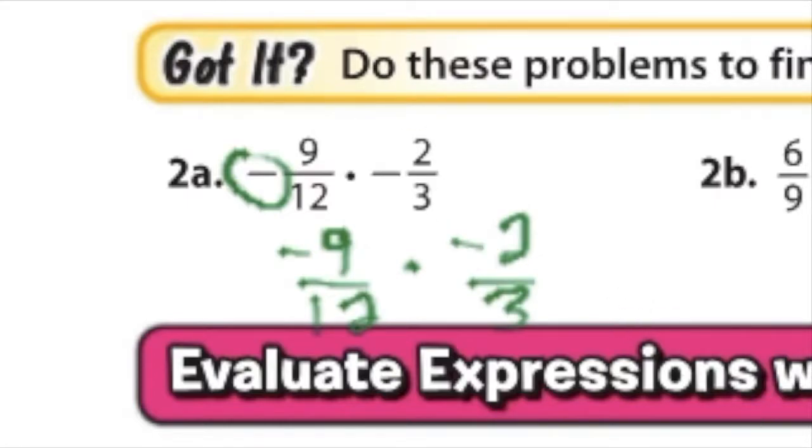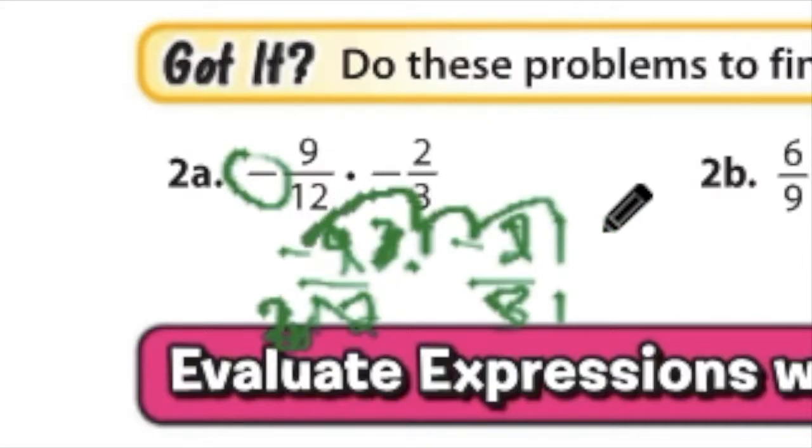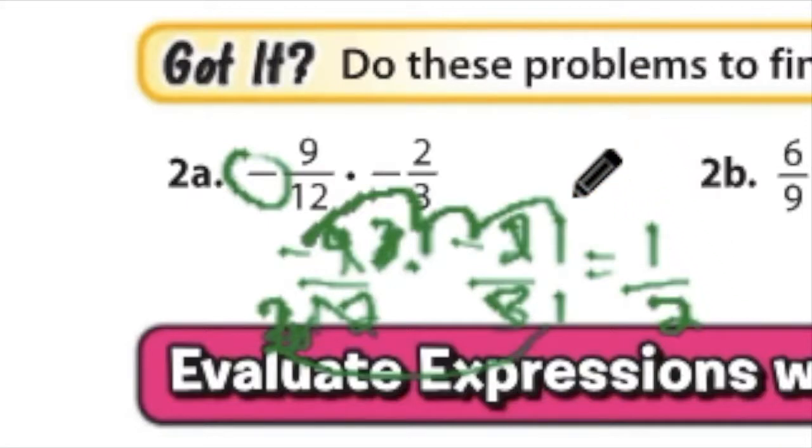I am going to do the cross-canceling method to make it easier. 3 and 9 have a common factor, and that factor is 3. So I'm going to cross off the 3 and put a 1, cross off the 9 and put a 3. 2 and 12 also have a common factor of 2. 2 goes into 2 once, and 2 goes into 12 6 times. We also have 3 and 6 as a fraction here that I can reduce to 1 and 2. What I'm left with is -1 times -1, which is 1, and I have 2 times 1, which is 2. The answer to 2a is 1/2.